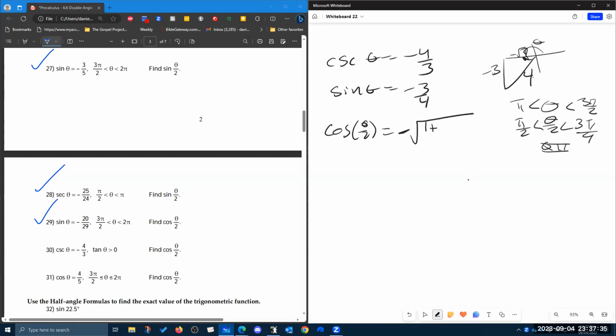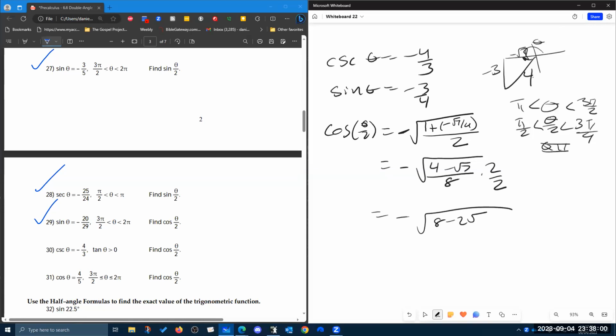1 plus cosine is negative root of 7 over 4 over 2, negative root of 4 minus root 7 over 8. I'm going to multiply this by 2 over 2 to rationalize that denominator: 8 minus 2 root 7 over 16. All inside the square root is going to give me a negative 8 minus 2 root 7 on the top and a 4 on the bottom.